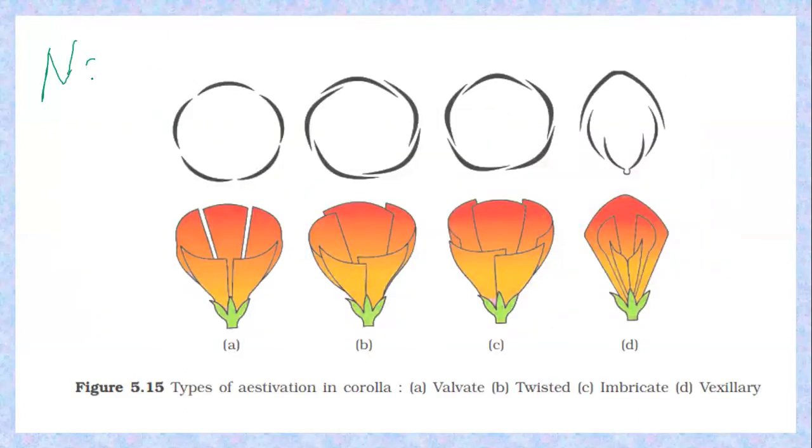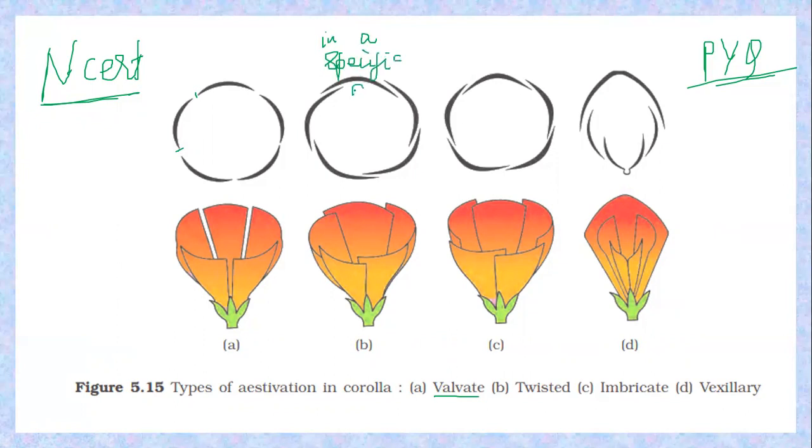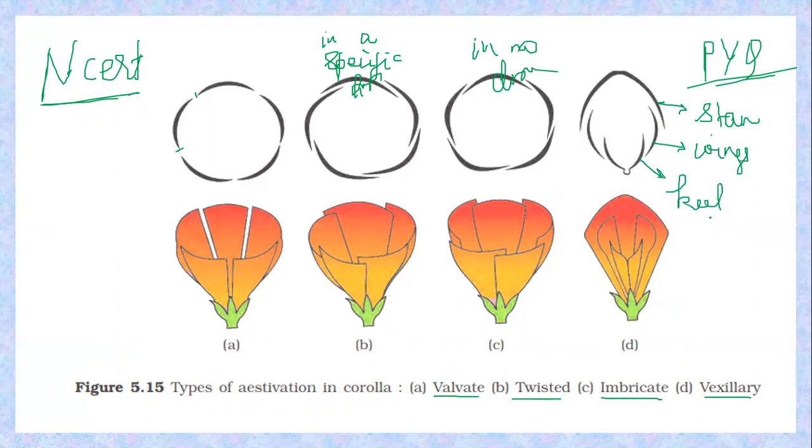This diagram is definitely going to come for your NEET exam, NCERT based, and this is a previous year question as well. So just touching at the margin, valvate. Overlapping one another in a specific direction, we'll call them twisted estivation. If they're overlapping in no specific direction, you will call them imbricate estivation, and the last one is the vexillary estivation. The large petal you will call the standard. These are the wings, and the two small fused petals you will call the keel.